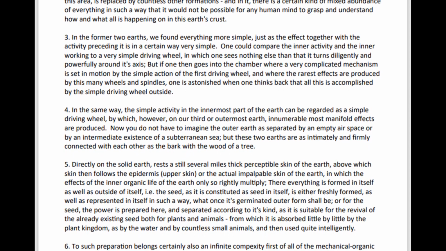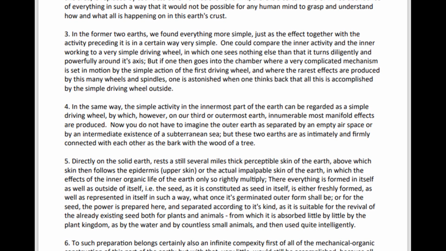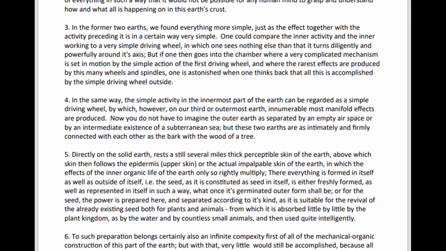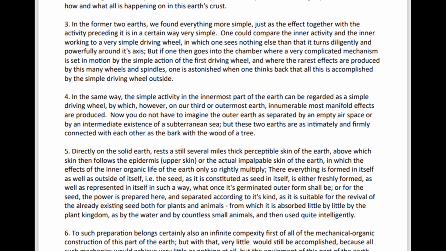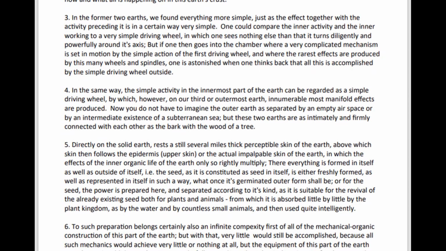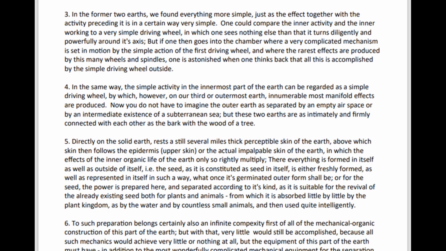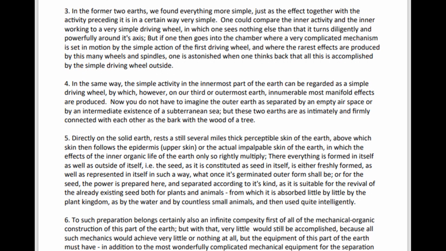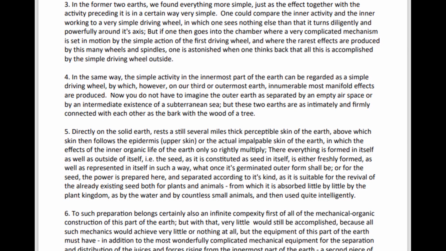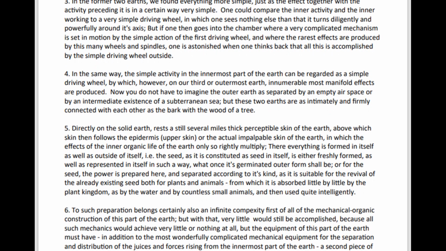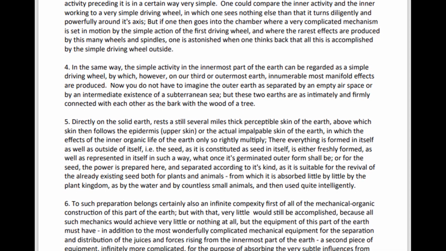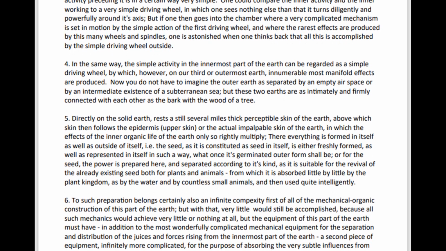Now, you do not have to imagine the outer earth as separated by an empty airspace or by an intermediate existence of a subterranean sea. But these two earths are intimately and firmly connected with each other, as the bark with the wood of a tree. Directly on the solid earth rests a still several miles thick, perceptible skin of the earth, above which skin then follows the epidermis, upper skin, or the actual impalpable skin of the earth, in which the effects of the inner organic life of the earth only so rightly multiply.